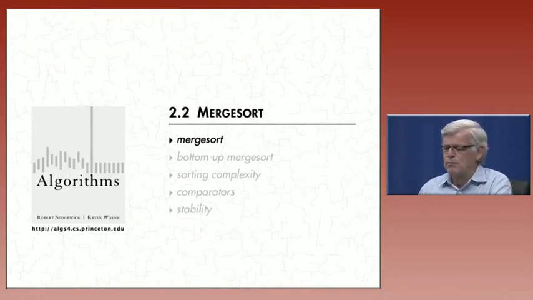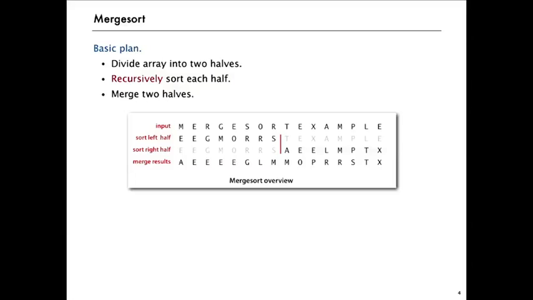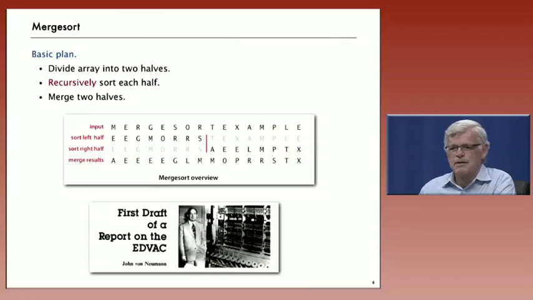All right, so basic Mergesort algorithm, what's it going to look like? The idea is very simple. What we're going to do is divide an array into two halves, recursively sort each of the halves, and then merge the result. That's the overview of Mergesort.